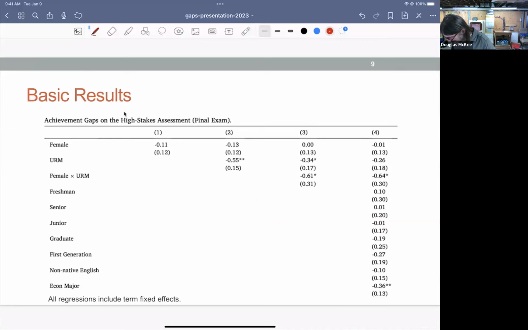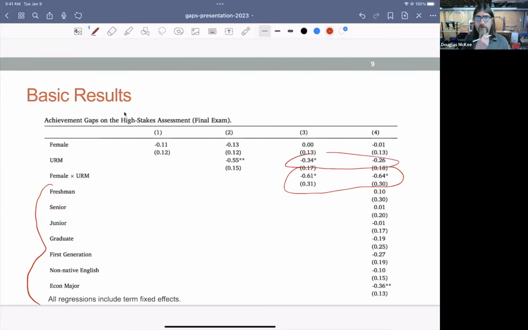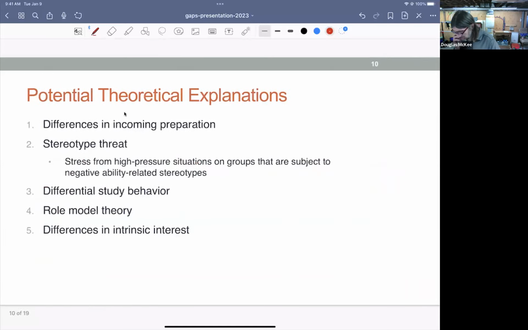Before I show that, if we control for college year, first generation status, whether you're an econ major, controlling for those doesn't affect the gender URM gaps at all. Okay, it's not that the URM students are more likely to be first generation, and that's why we're seeing this. These are not very different when we control for those characteristics. We lose some statistical power, but not even all that much. Okay. All right. So then the question is why?